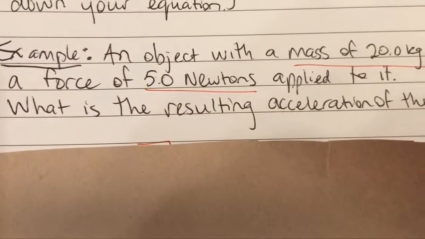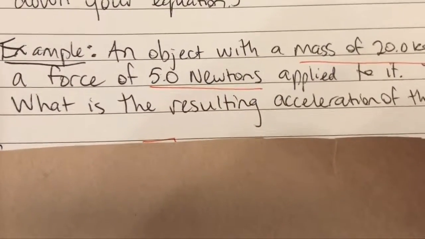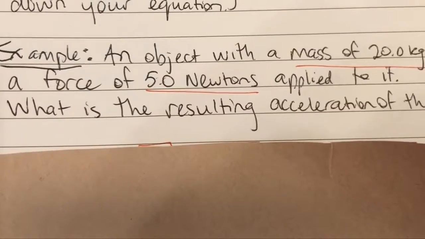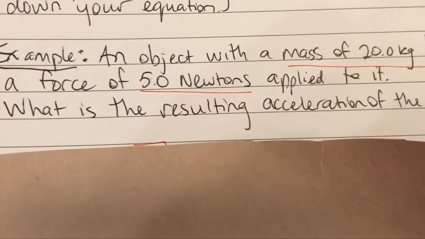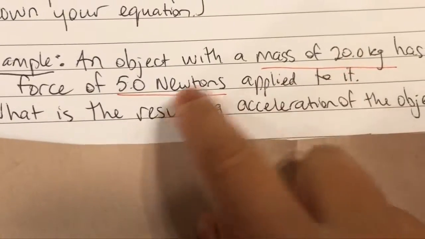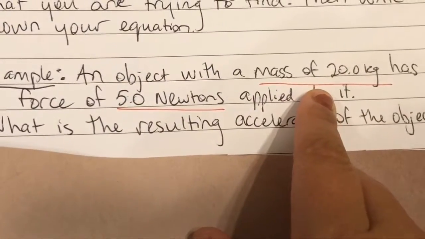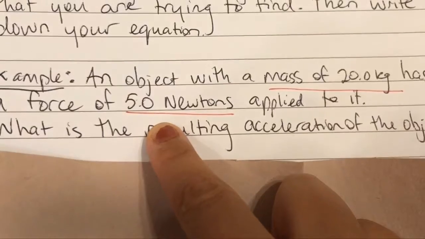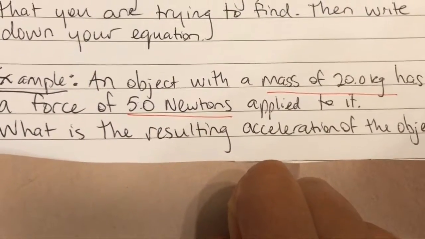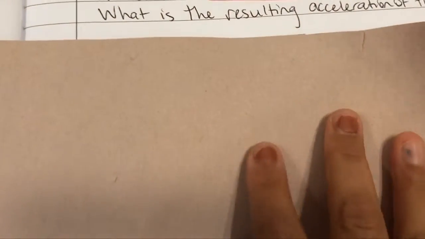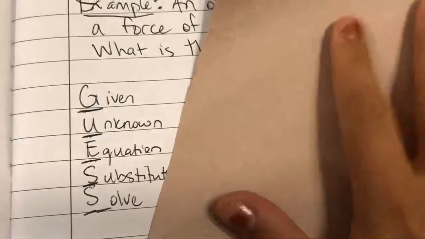The example is an object with a mass of 20 kilograms has a force of 5 newtons applied to it. What is the resulting acceleration of the object? You'll notice that I've underlined a few things here. So I've underlined the mass of 20 kilograms and I've underlined 5 newtons. This is because this is what the question is telling us. All right? The method that you're going to use to solve the problem is the GUESS method.